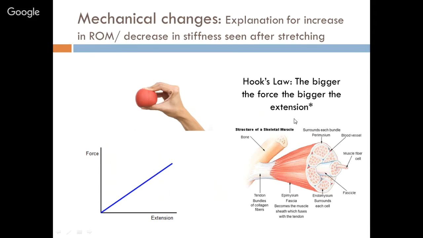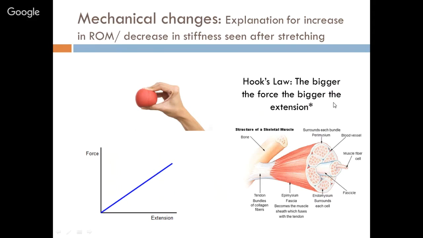It's Hooke's law that states that the more force we apply, the bigger the extension, and also that when we remove the force, the extension is removed. So the short-term changes that we often see are due to mechanical properties, and it returns when the stretching force is removed.